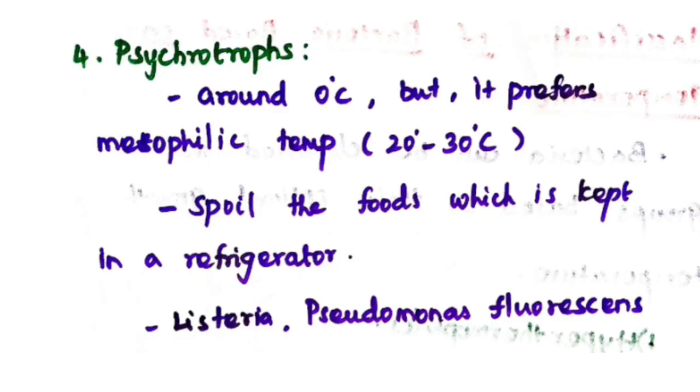The next one is psychrotrophs. These psychrotrophic bacteria can grow around 0 degree centigrade, but they also prefer mesophilic temperature, that is 20 to 30 degree centigrade. These psychrotrophs can grow at refrigeration temperature, so they easily spoil the food which we keep in a refrigerator. Examples for psychrotrophs are Listeria and Pseudomonas fluorescens.